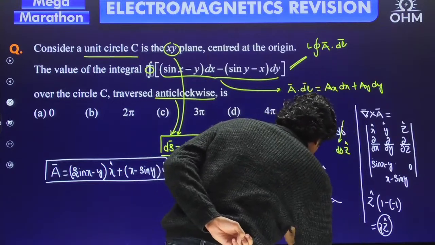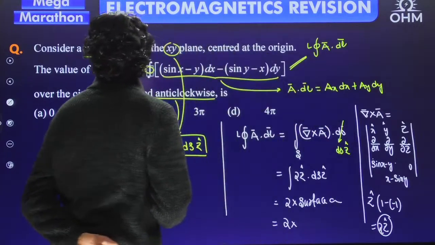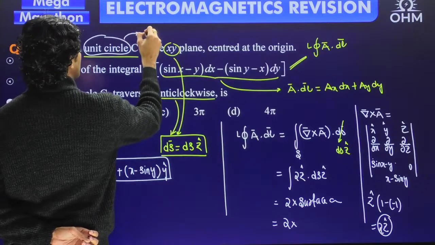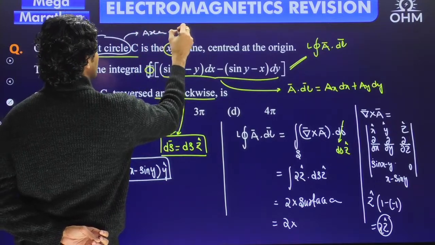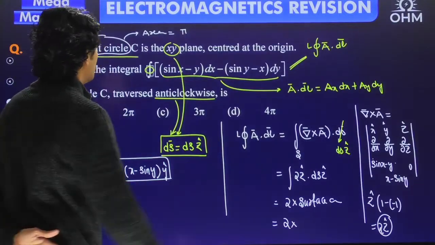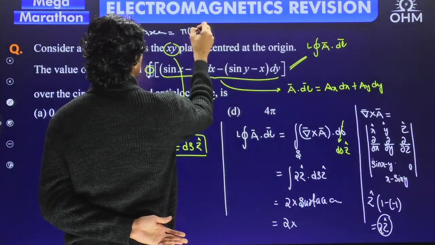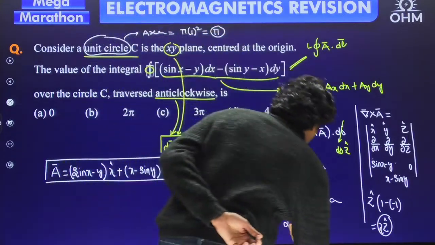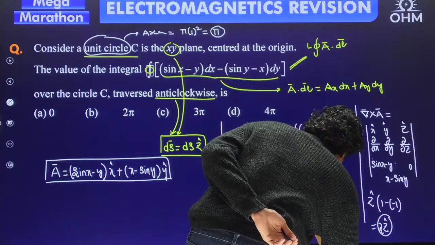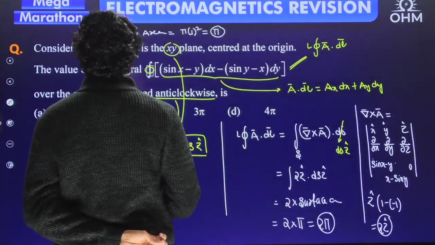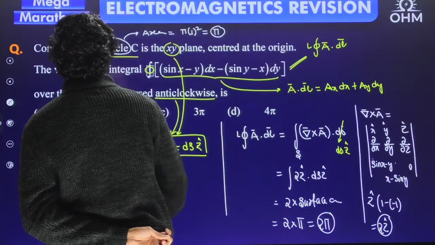And what is the surface area? So now we have a unit circle. Unit circle means it's a circle whose radius is 1. So pi into 1 squared, since it is a unit circle. So this is pi. Overall, the surface area enclosed is pi. So in this case the answer is 2 pi. Okay, so these are very well 2 mark questions. Usually these are given as 2 mark questions.